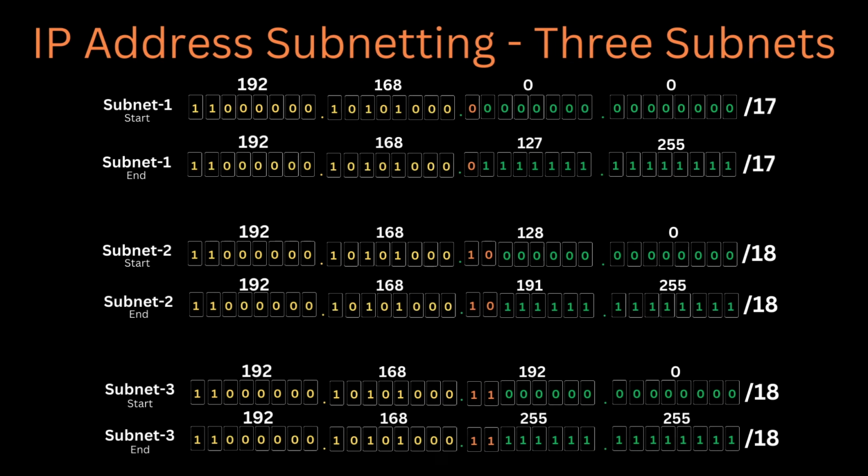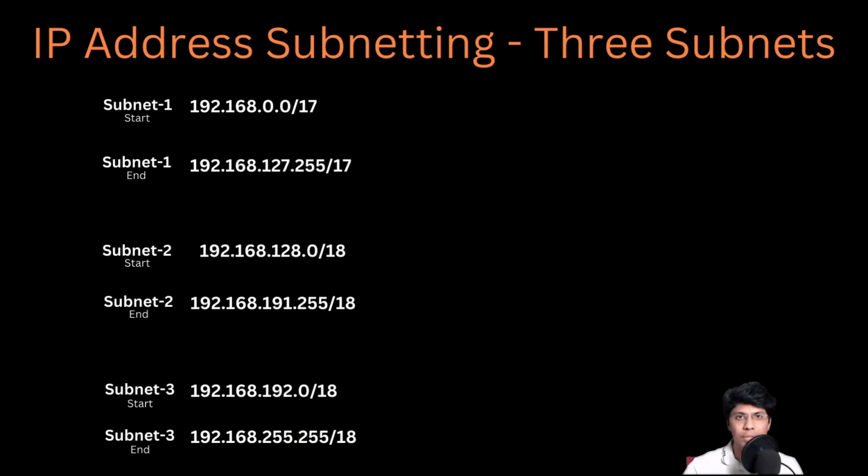So my subnet 1 ends at 192.168.127.255, and my subnet 2 starts with 192.168.128.0. Makes sense, right? After 127, in the third octet, we have 128. Same you see in the second subnet, it ends at 192.168.191.255, and the third subnet starts at 192.168.192.0, and our third subnet ends at 192.168.255.255. Great. Let's see this in only decimal values and move to CIDR notations.